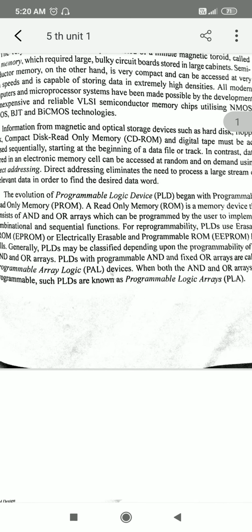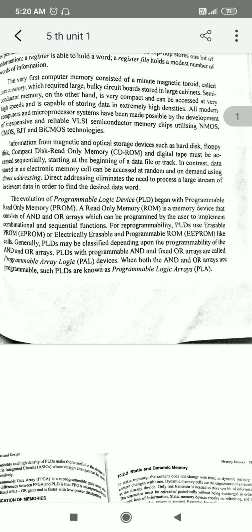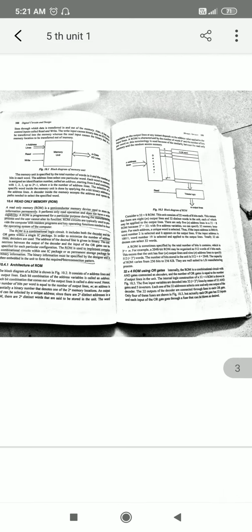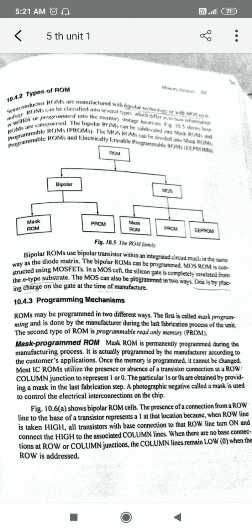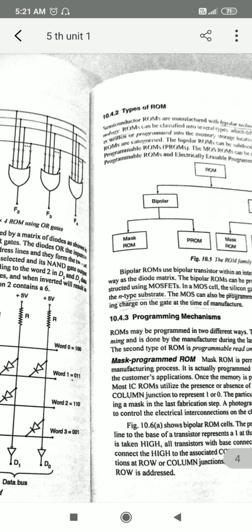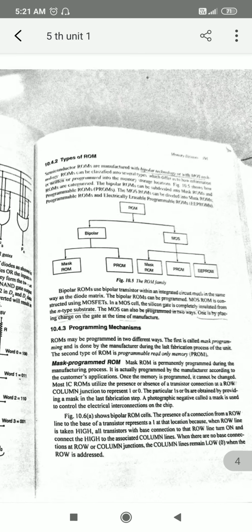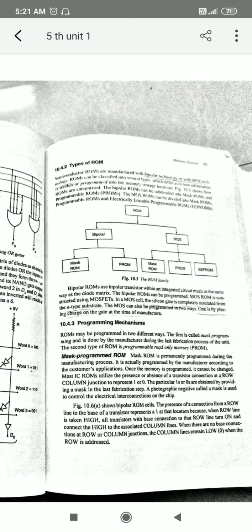These are the types of memory. The memories are majorly classified into two types, as you can see from this flow chart. They are the read only memory and the random access memory.